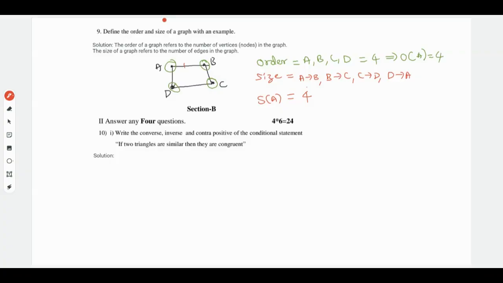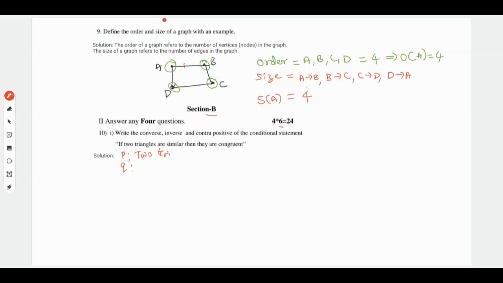Next, in Section B, answer any 4 questions. Each question is of 6 marks. So here first they've given: write the converse, inverse and contrapositive of the given statement. So first let me write the statement as two propositions.